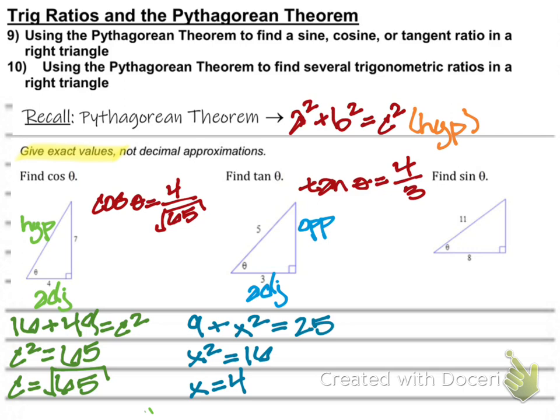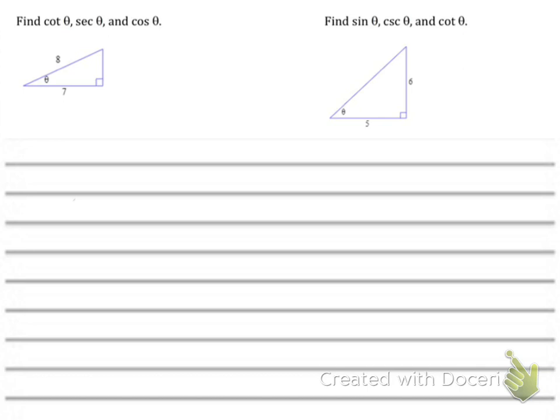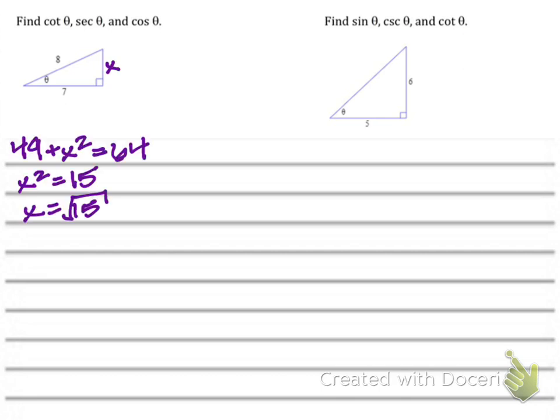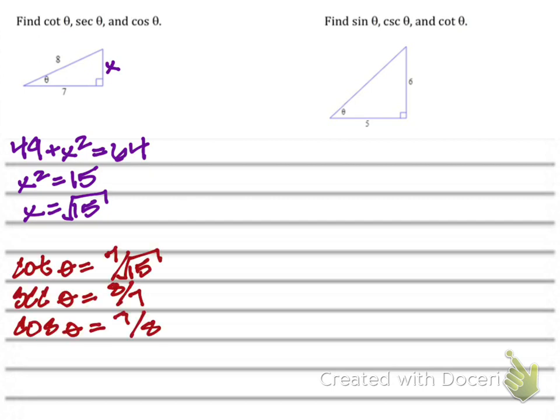I don't feel like we need to do that next one, but let's look at the next row here. Hopefully you are following along with your notes. For this one, they want cotangent, secant, and cosine. So eventually we're going to have to find that missing side anyway, so we might as well go ahead and find it, right? We'll label it, set up the Pythagorean theorem, and we end up with x is the square root of 15. And then using that information along with our triangle, we can find all of the pieces.